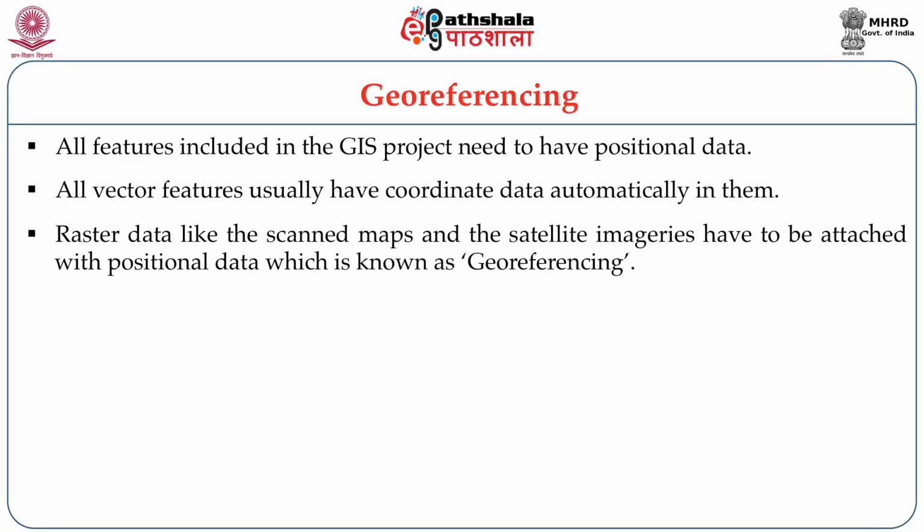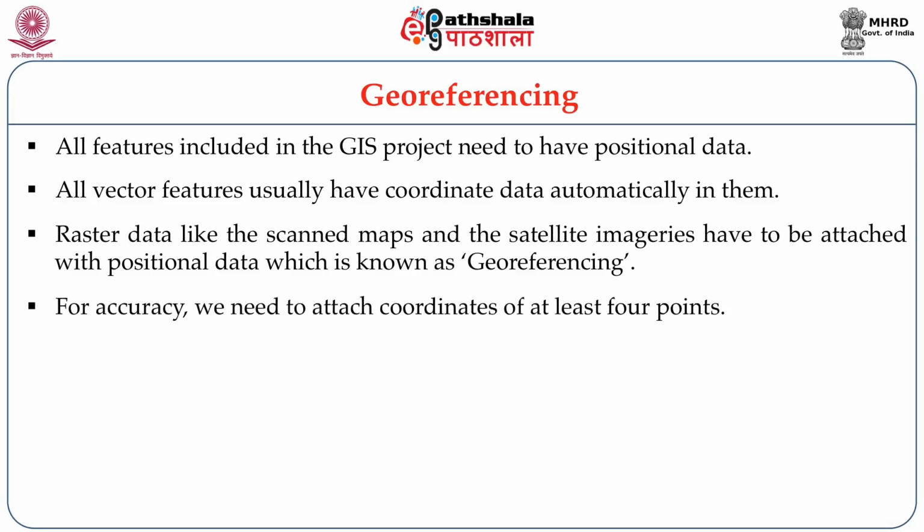They automatically have positional data, coordinate data in them. So we need not georeference the vector data. Whereas the raster data, like the scanned maps and the satellite imageries, have to be attached with positional data, which is known as georeferencing. For accuracy, we need to attach coordinates of at least 4 points. Though we can attach more points, a minimum of 4 points is usually ideal for attaching the georeferencing data.